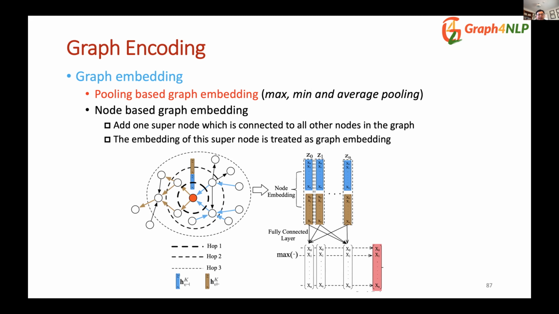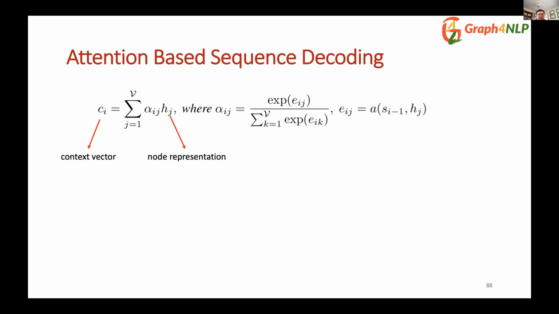However, when we compared the two methods, we found that pooling-based graph embedding seems to perform better. Probably part of the reason is that node-based graph embedding arbitrarily, or superficially, inserts a node into the graph structure, which brings some noise into the original graph structure, and therefore it may lose some information.